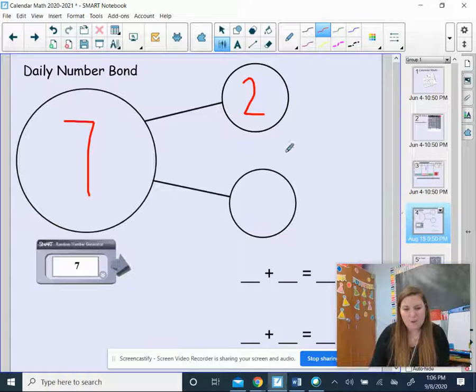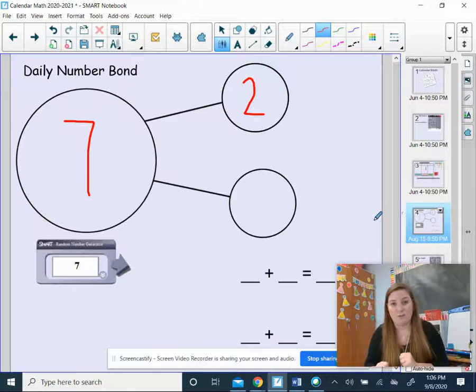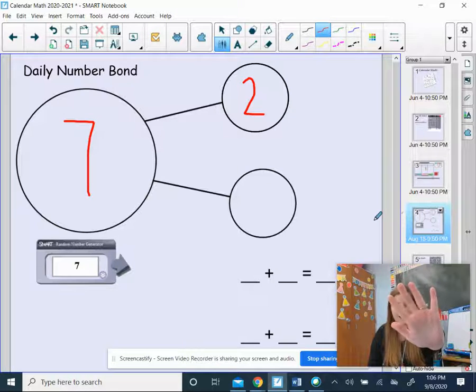Now, I've got a missing part here. So 2 and what makes 7? Well, one way I can do that is by counting on. So I'm going to put 2 in my mouth, and then I'm going to count on to 7, and we're going to put a finger up for each number that we count on. Ready? 2, 3, 4, 5, 6, 7. So I need 5.